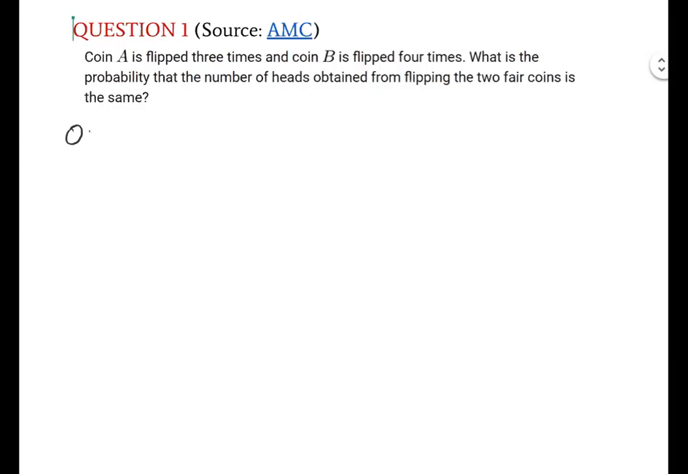If you flip 0 heads for both coins, then the probability of doing this is just 1/2 cubed, since A is flipped 3 times and the probability of flipping a head is 1/2, times 1/2 to the 4th, since B is flipped 4 times. This is equal to 1 over 128.